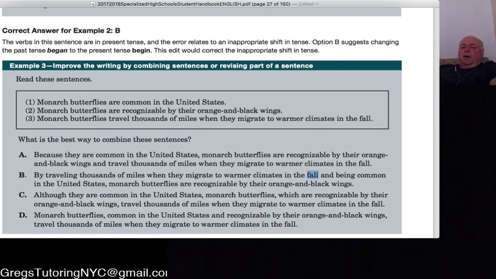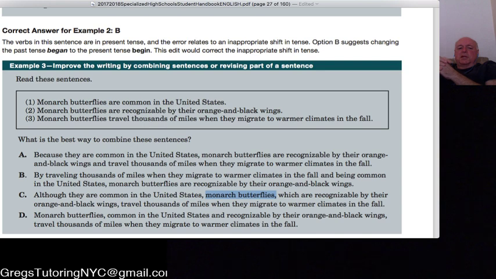Okay, although they are common in the United States, monarch butterflies, which are recognizable by their orange or black wings, travel thousands of miles when they migrate to warmer climates in the fall. Okay, some of you may not like that comma, monarch butterflies comma, here.